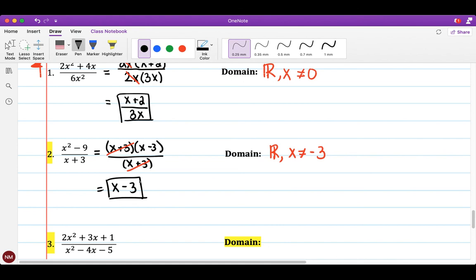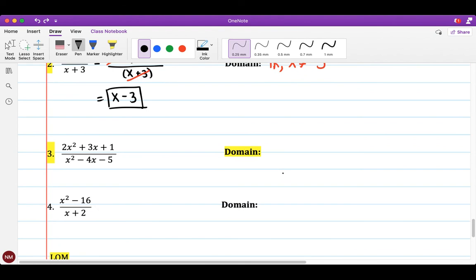Even though the denominator was canceled out, my domain stays the same. We will learn about why that is the case when we learn about rational functions in a different chapter. However, for now, you just need to know that the domain of the original function holds true. Okay? Next.